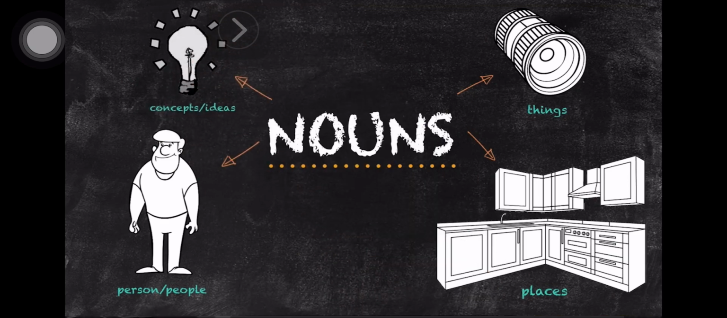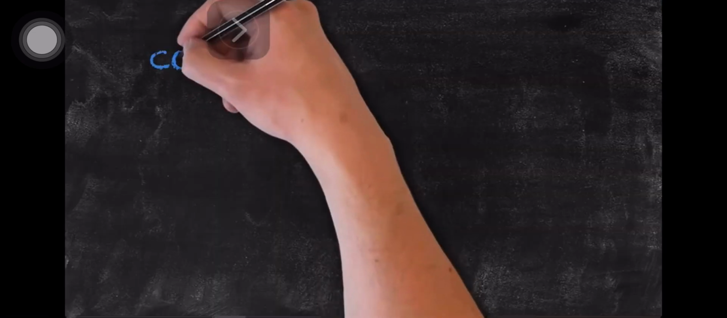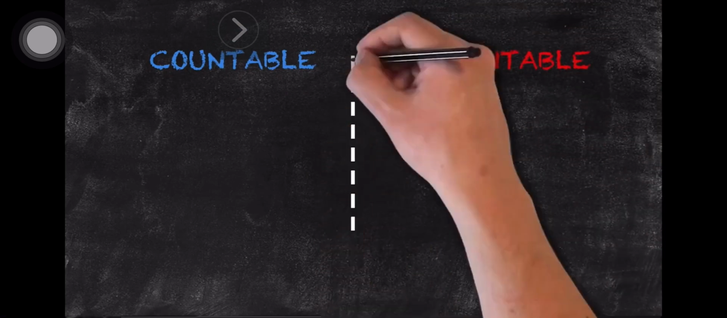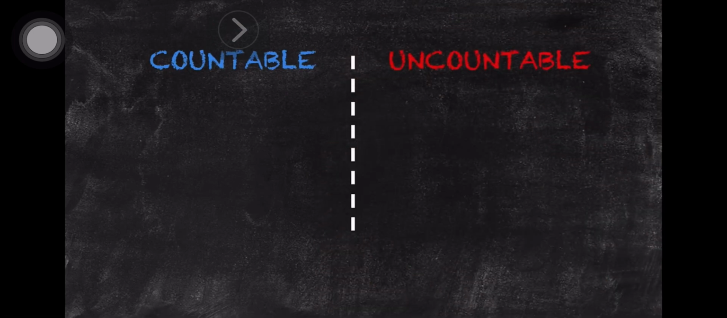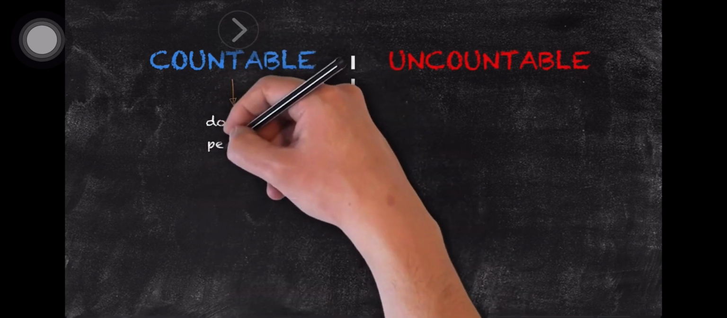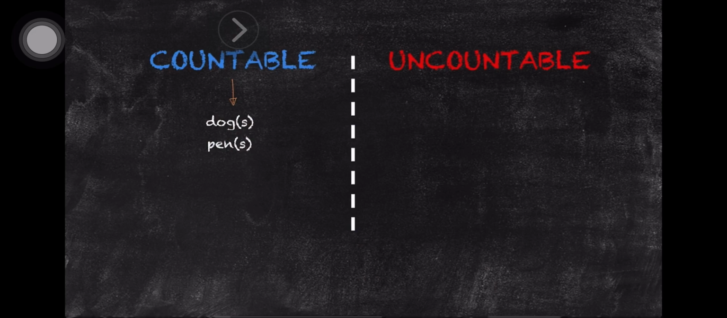These people, things, places, and concepts fall into two basic subcategories. Those subcategories are countable and uncountable. As their name suggests, the differentiation here is whether or not we can count our nouns or if we cannot count them. We have our countable nouns. Dogs, pens are two examples. The very nature of the words means that we can count these nouns, 1 dog or 5 pens.